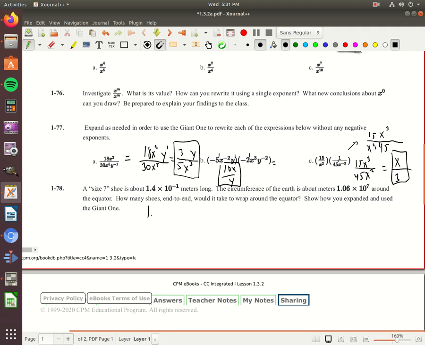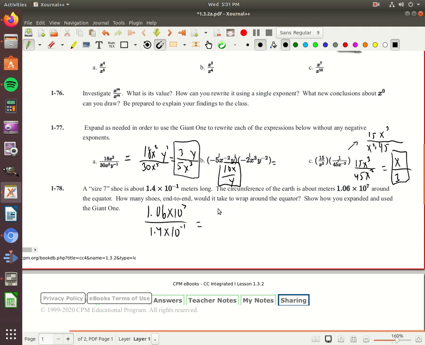So long story short, I'm going to divide 1.06 times 10 to the 7th divided by 1.4 times 10 to the negative 1, because I'm dividing the earth by the shoe. I'm not dividing the shoe by the earth. I hope that makes sense why this went on bottom and that went on top, because this is the earth and this is the shoe.